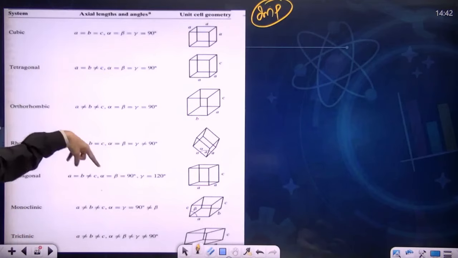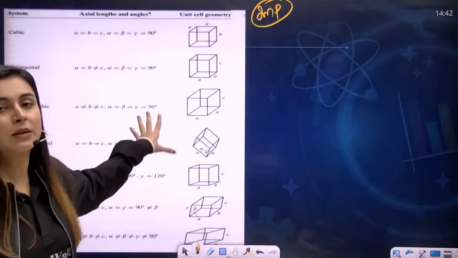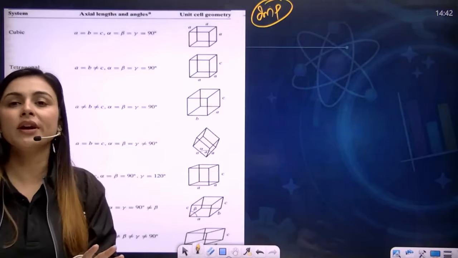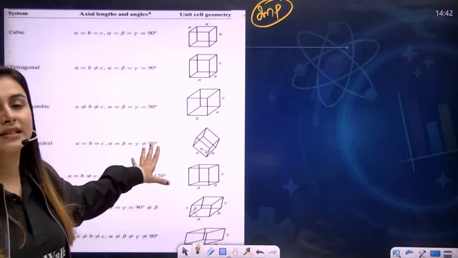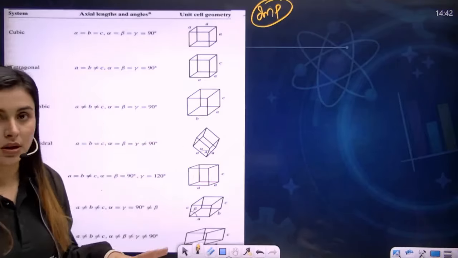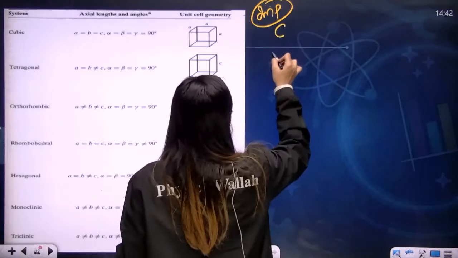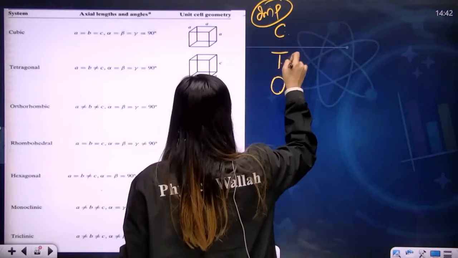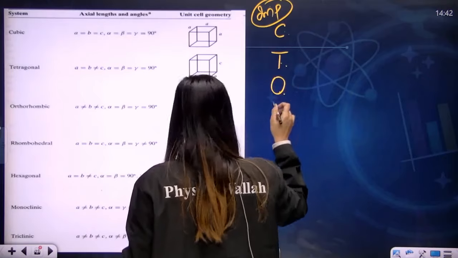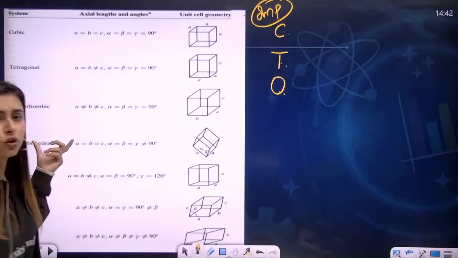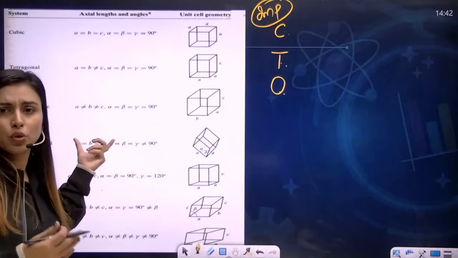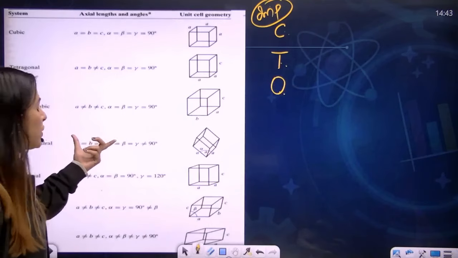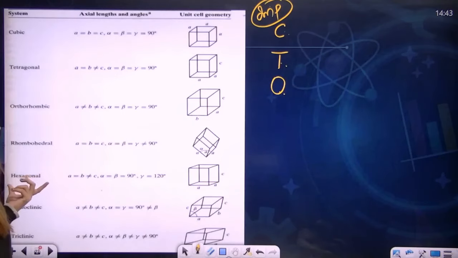You have been given their information as well. If this table is not visible, don't worry. Just open your NCERT. You'll get exactly the same table and you need to remember this table. You can remember it as CTO, that is Chief Technical Officer: cubic, tetragonal and orthorhombic. Then you will have rhombohedral. Rhombohedral, everyone knows. If you know about rhombus, you can find the information about rhombohedral. Then you have hexagonal, monoclinic and triclinic.